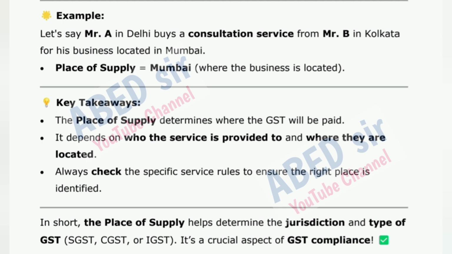Key takeaways. The place of supply determines where the GST will be paid. It depends on who the service is provided to and where they are located. Always check the specific service rules to ensure the right place is identified. In short, the place of supply helps determine the jurisdiction and type of GST, SGST, CGST, or IGST. It's a crucial aspect of GST compliance.